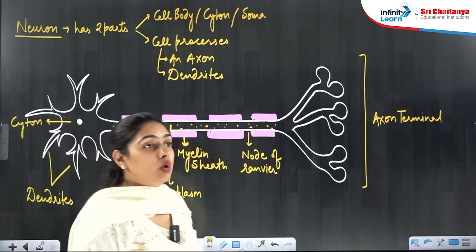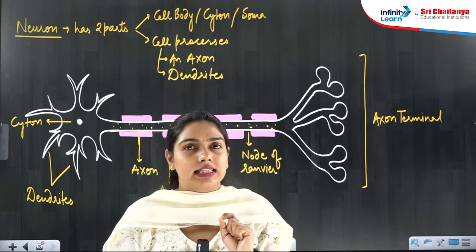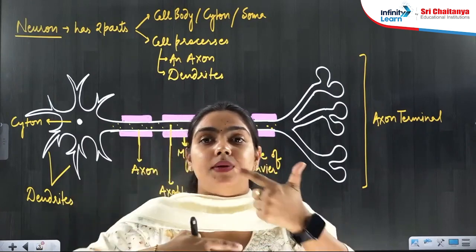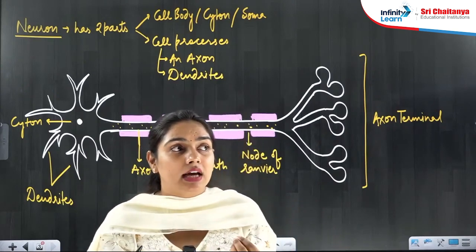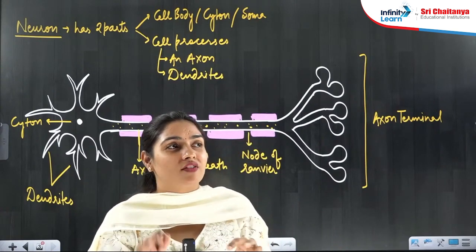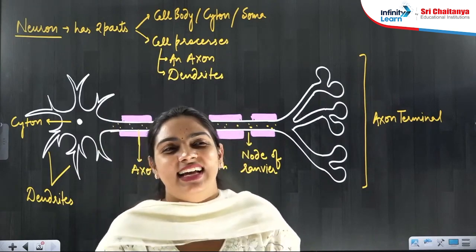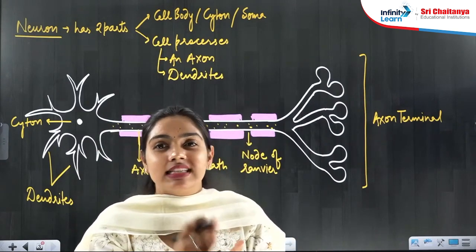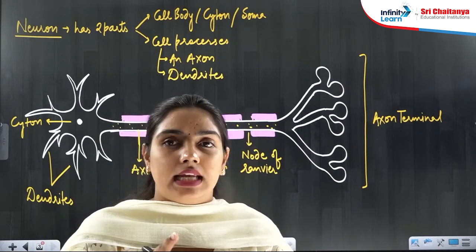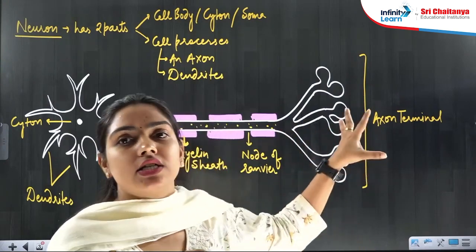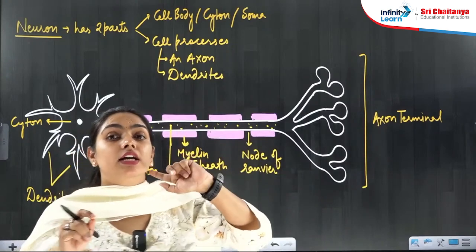Now I will tell you, there is one cell I have told you, the Schwann cell. That Schwann cell is wrapped around the neurons of the PNS, because the Schwann cell is present around the neurons of the PNS. Let us consider that this is a neuron of the PNS. So here you will find the Schwann cell also.